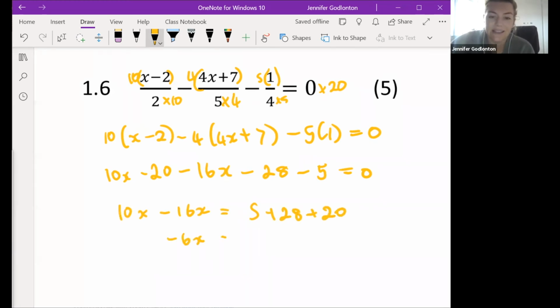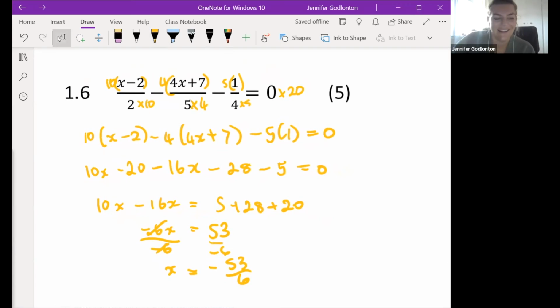Negative 6x is equal to, what's that going to give us? 48, 53. Is that right? Yes. We're going to divide both sides by negative 6. And so x is going to be negative 53 over 6.